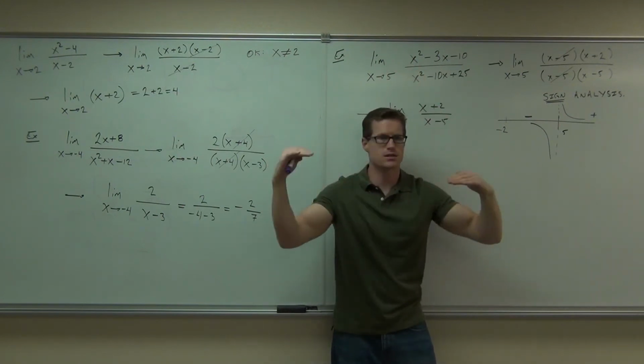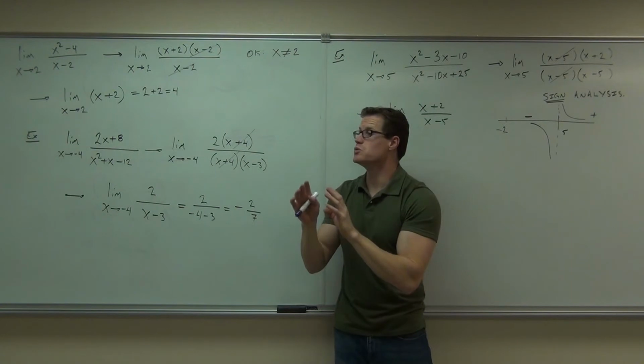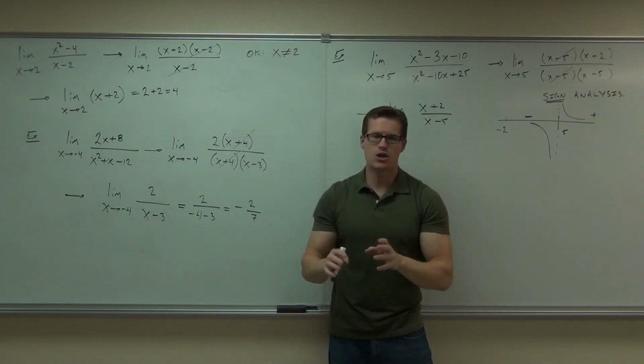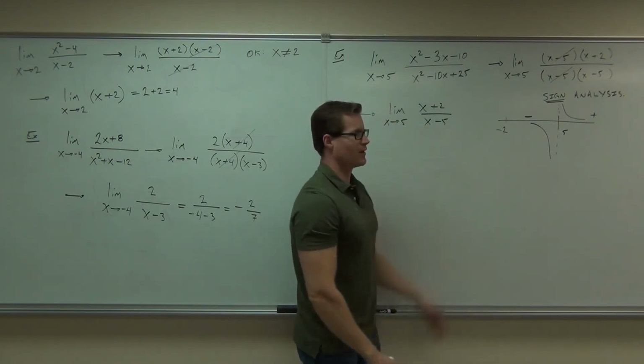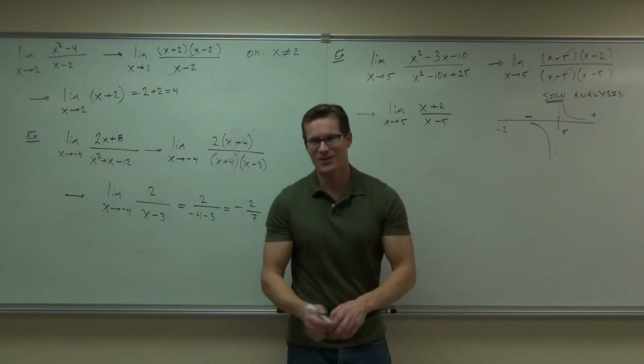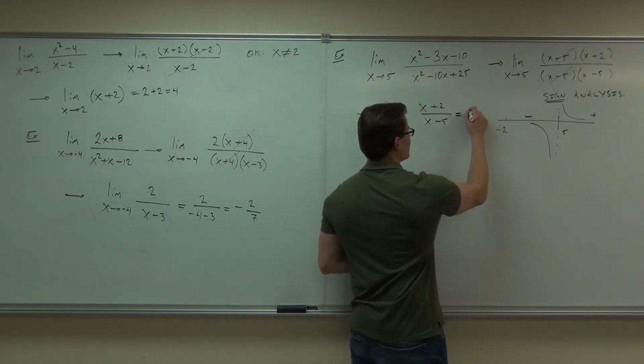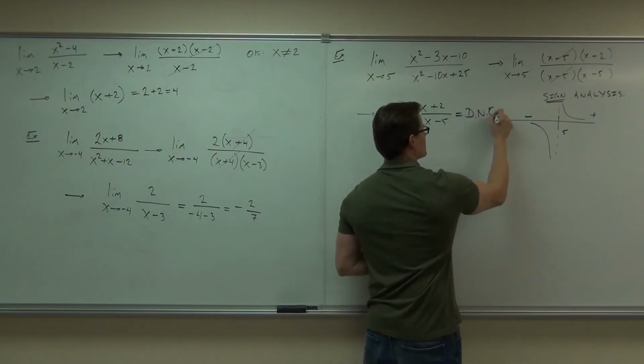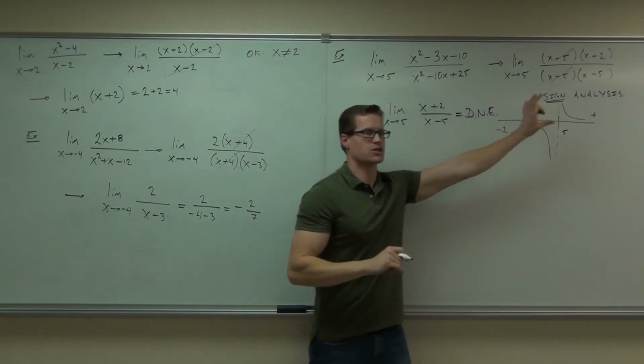Okay, if they're like this, then it doesn't exist. But this is how you show that it doesn't exist. You don't just automatically go, I can't do it, does not exist. Okay? Because you could be wrong, all right? It happened before. It does not exist because you showed it with your sign analysis test.